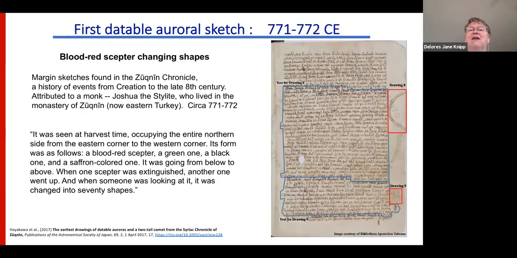There are various records, such as the first datable auroral sketch, from 771 in the Common Era. Out there in the margin of this library book is an auroral arch. The person who drew this is apparently the author of this book, so it was okay to sketch in the margins. This person says it was seen at harvest time. It occupied the entire northeastern side of the sky. It formed as a blood red scepter, a green one, a black one, and a saffron colored one, going from above and below. As soon as one column would go away, another column would appear, and it changed shape 70 times. So this must have been an extraordinary auroral event, in what is now Eastern Turkey.